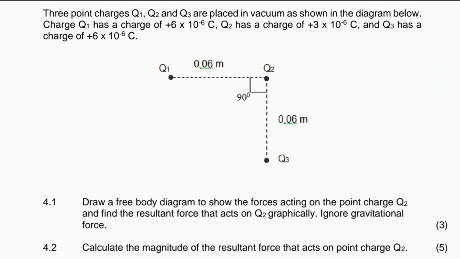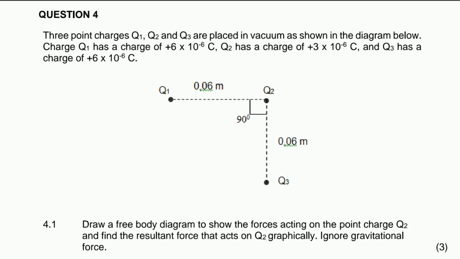Let's go to question 4, and it's the last question of this test. This question says 3 point charges Q1, Q2, and Q3 are placed in a vacuum as shown in the diagram below. Charge Q1 has a charge of positive 6 times 10 to the minus 6 coulomb. Q1 is positive, so it's a positive charge there. Q2 is also positive, 3 times 10 to the minus 6, and charge Q3 is positive. So all of them are positive charges of 6 times 10 to the minus 6 coulomb.